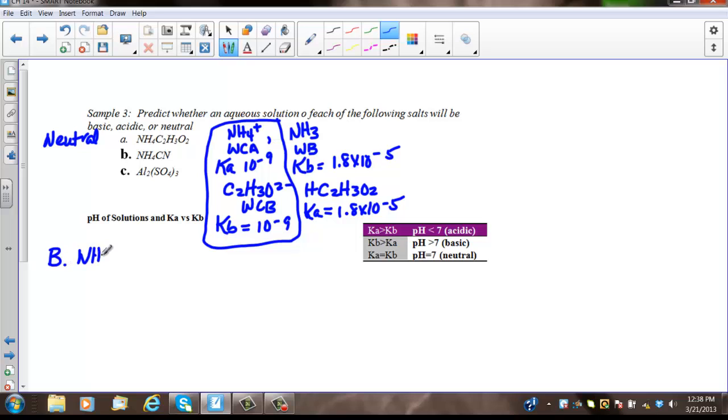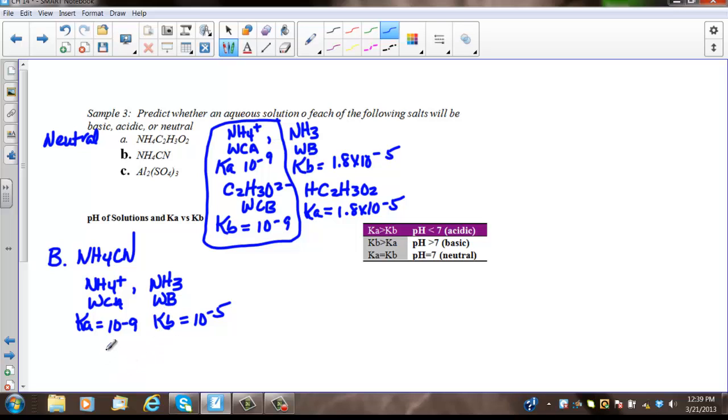We're looking at NH4CN. And what do we know? Again, we've got NH4 plus, which is going to be my weak conjugate acid of a weak base, NH3. Those are partners. And we just said that the Kb here was going to be 10 to the minus 5, which meant that the Ka is 10 to the minus 9. And I just got that information from the problem that we did in A.